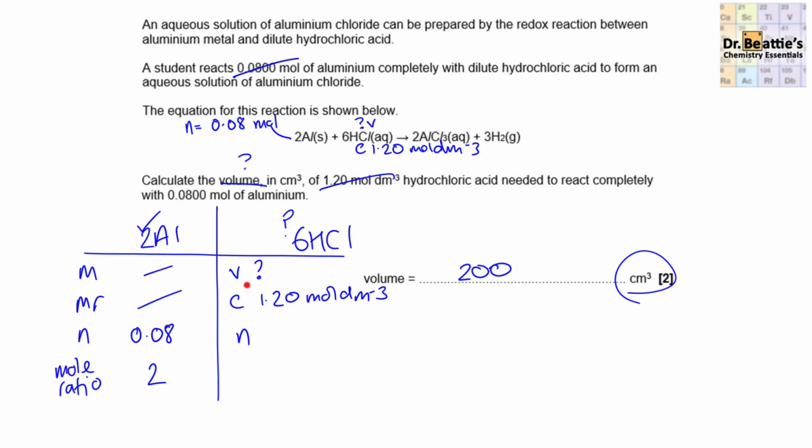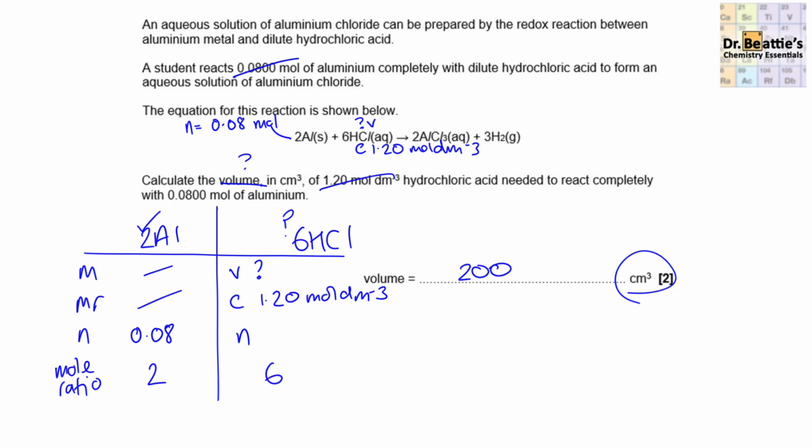So in order to work out the volume, we need number of moles. And we can use the number of moles of aluminium that completely reacts with the HCl and the molar ratio to help us here. So we know the mole ratio based on the equation is 6. So it's 6 to 2.